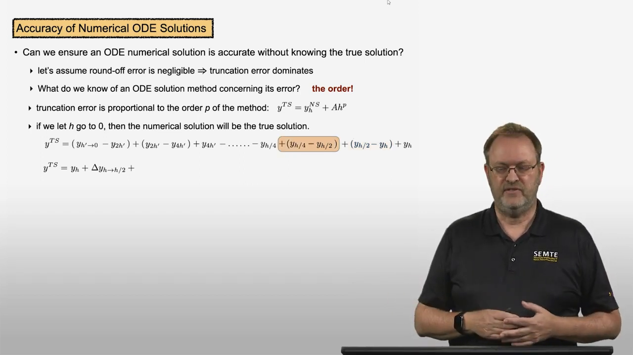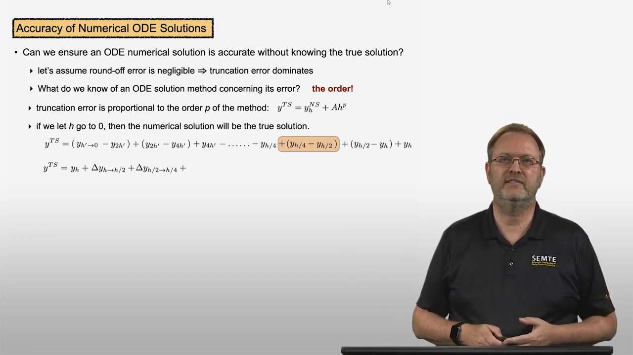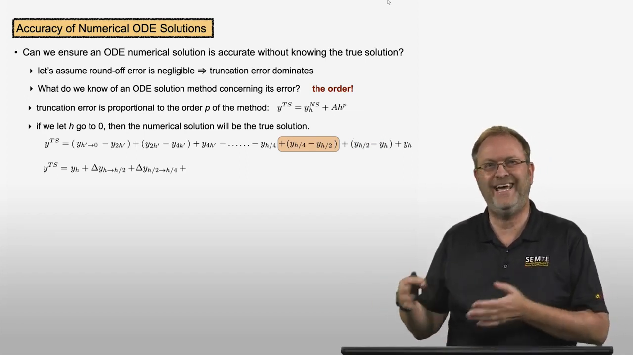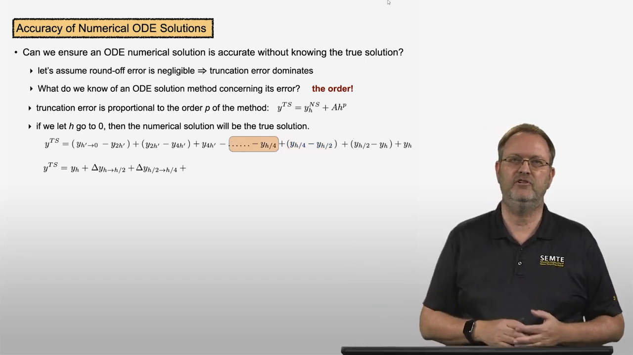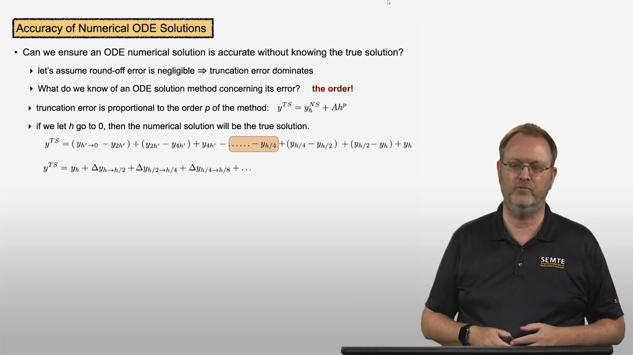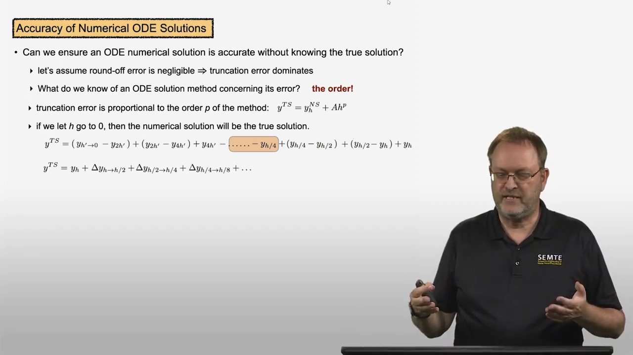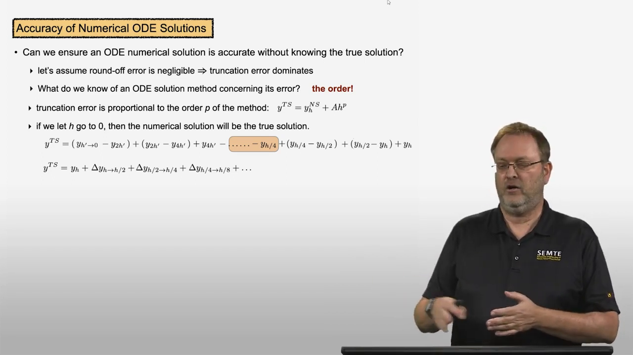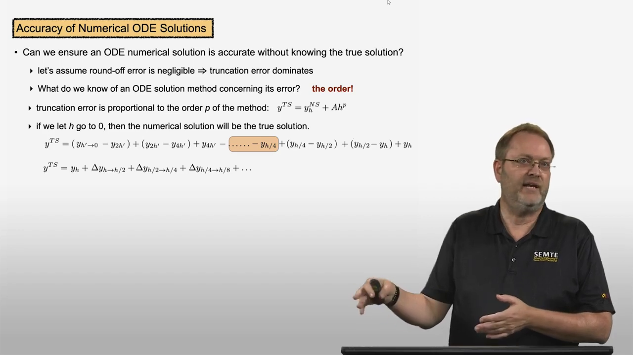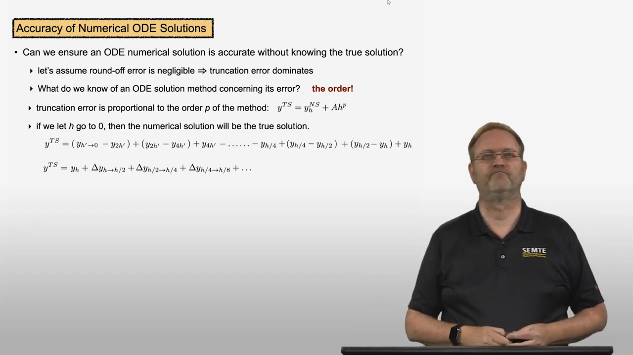This next parenthesis then is the change of my numerical solution when I go from a step size of h over 2 to h over 4. And I can keep on going, right? Each combined term, the next one would be the change of the numerical solution when I go from a step size of h over 4 to h over 8, and so on, all the way, right? I have basically infinitely many terms, right? Because I need the h to go to 0.